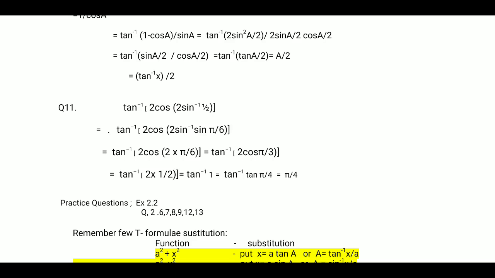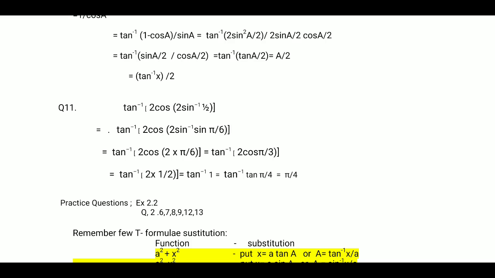So we put the value, tan inverse 2 cos 2 sin inverse sin pi by 6. Now sin inverse and sin both removed. We get tan inverse 2 cos 2 into pi by 6. After solving, we get tan inverse 2 cos pi by 3. Now cos pi by 3 is 1 by 2. So this becomes tan inverse 2 into 1 by 2. After calculation, we get tan inverse 1.